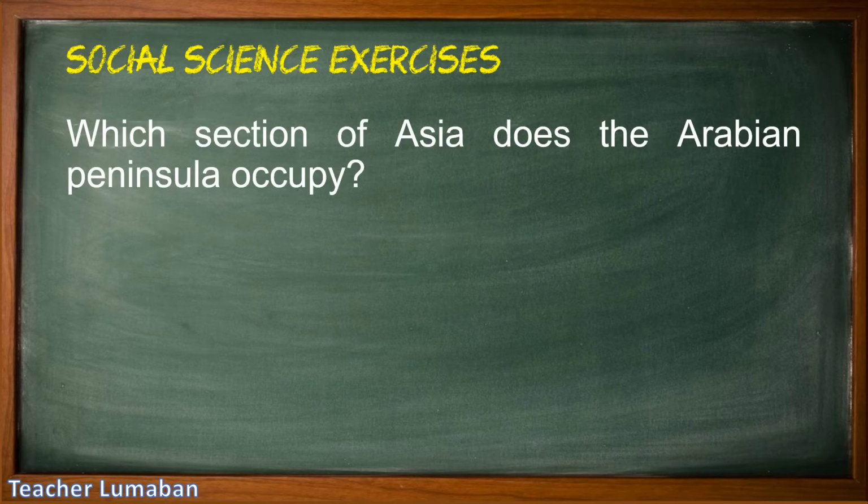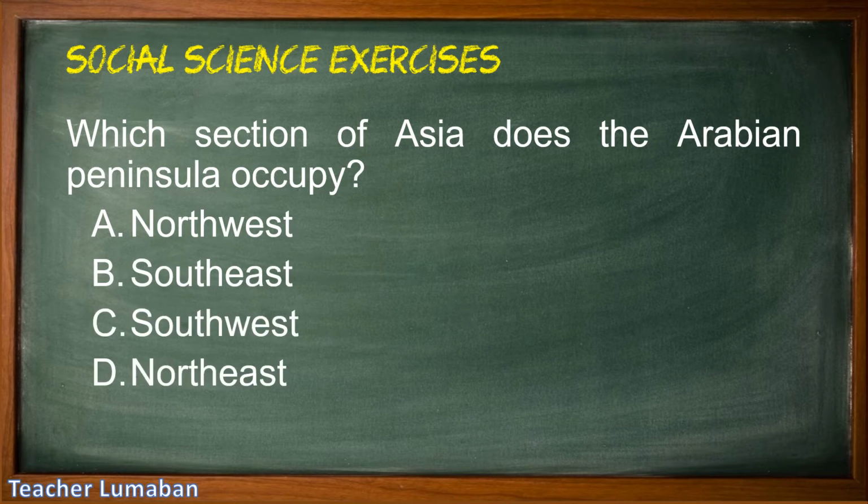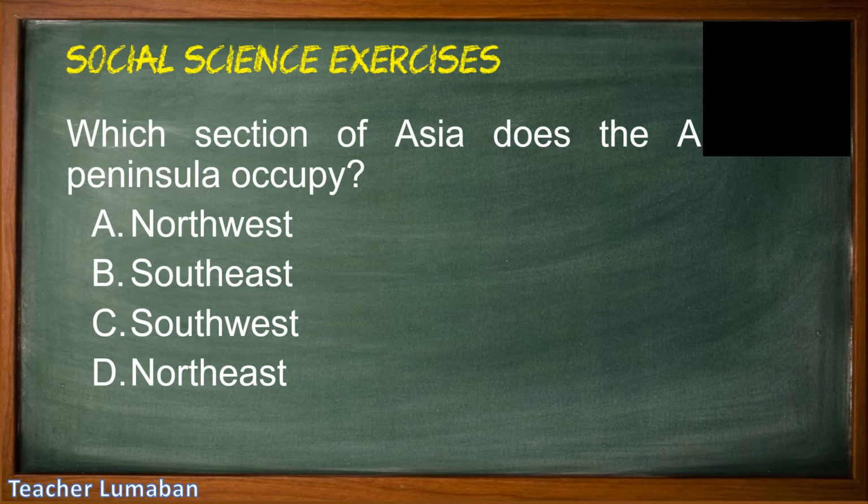Which section of Asia does the Arabian Peninsula occupy? Letter A. Northwest. Letter B. Southeast. Letter C. Southwest. Letter D. Northeast. Please choose the suitable answer to the following choices in 5 seconds.